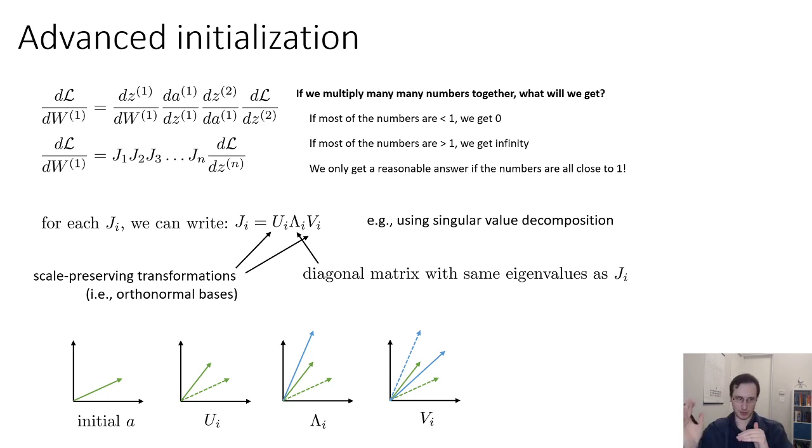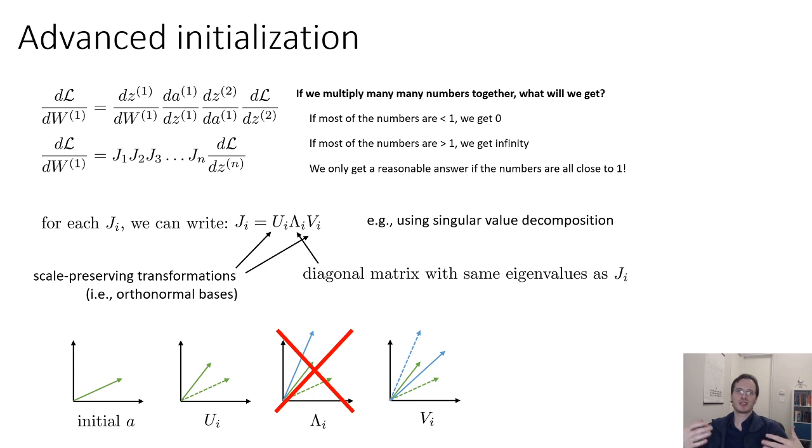Lambda scales it. So if we can just get rid of this lambda, if we can basically force it to have scales of 1 along each dimension, that would be enough to ensure that this big product of Jacobians doesn't yield huge or tiny numbers.